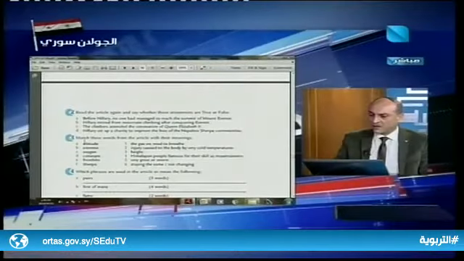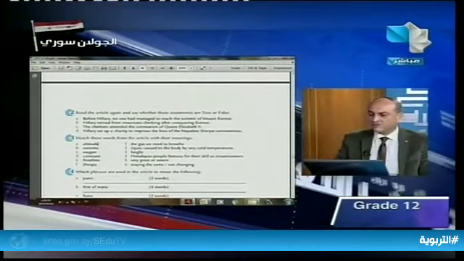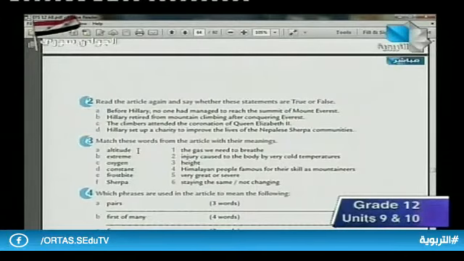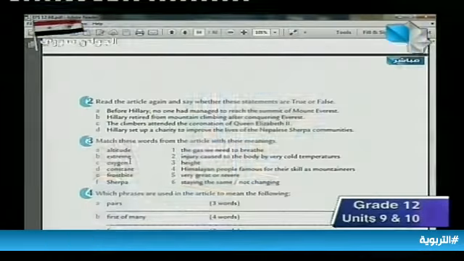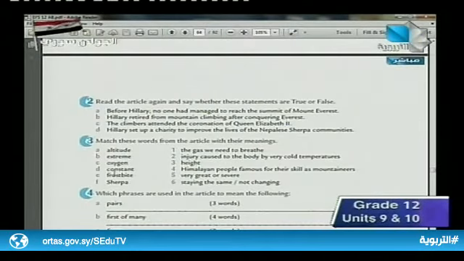In exercise three, again, we have a number of new vocabulary items, and they are mentioned in the text. I think they are explained very well here. The student's task is just to match the word with its correct meaning. When we say altitude, what does it mean? It means height. Number three, extreme: very great or severe. Oxygen, we know that it's a gas, the gas we need to breathe. Constant.